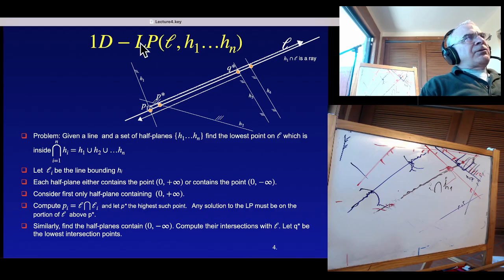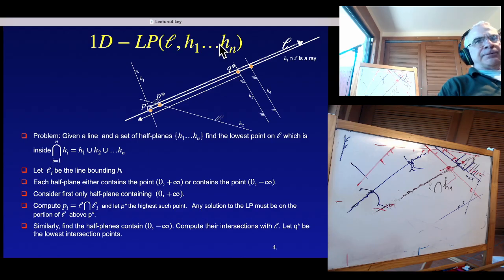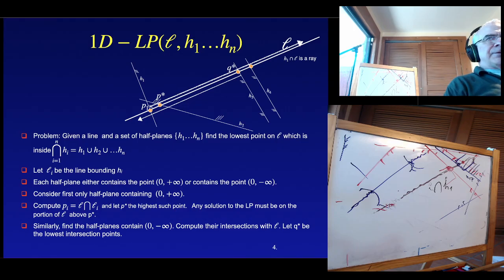Okay, so this algorithm, the one-dimensional linear programming, 1DLP, takes a line L and a set of half planes h1 through hn, and either finds the optimum of the cost function on L and inside each one of the hi, or tells you there is no intersection point. And we are going to use it as a subroutine in our next code.